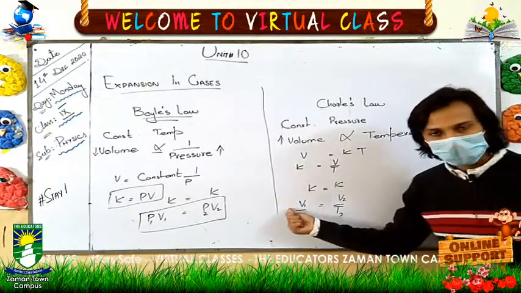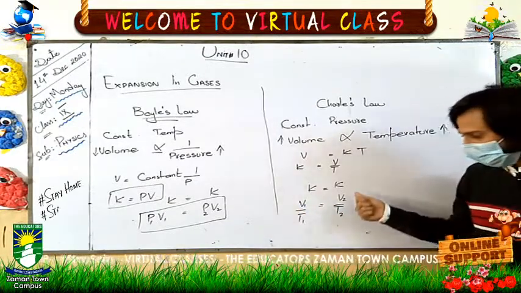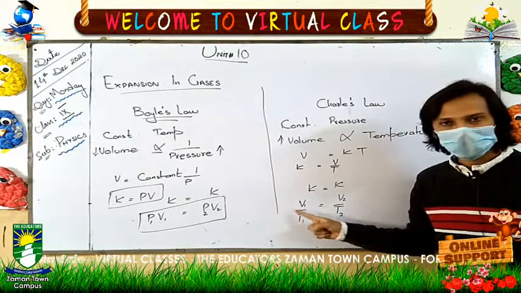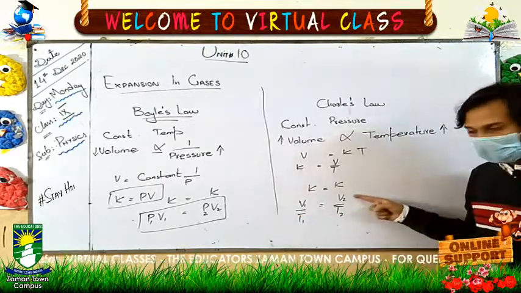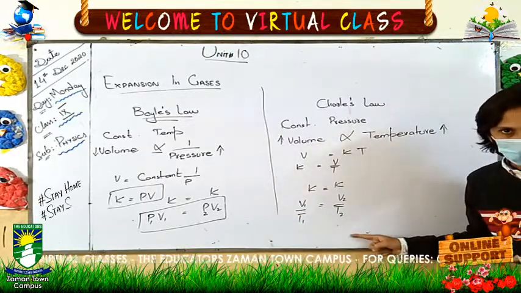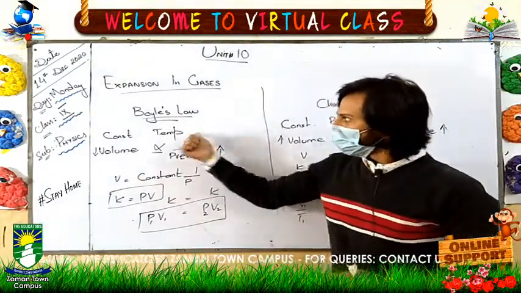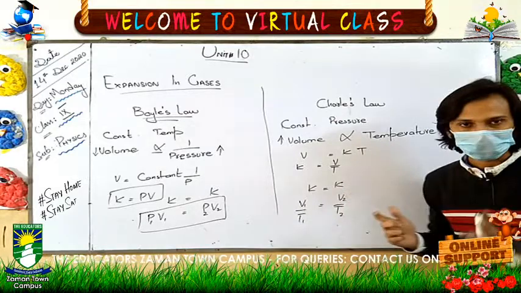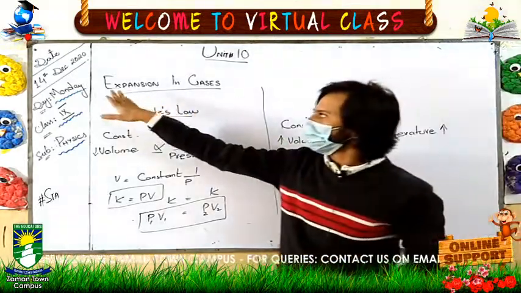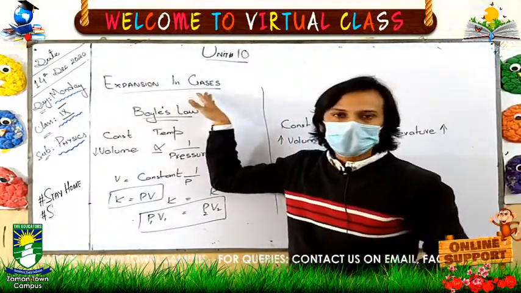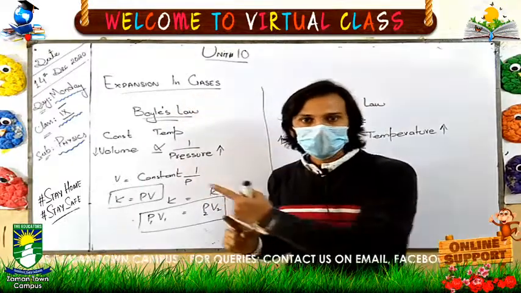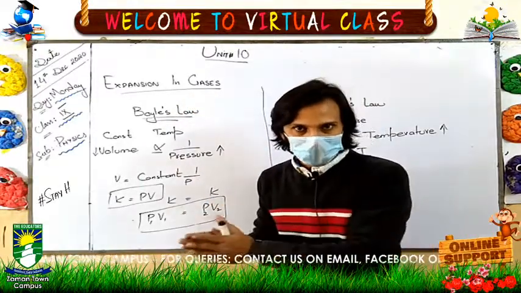Okay, so V1 upon T1 and V2 upon T2 mean initial volume, initial temperature, final volume, final temperature. So these are the two laws. These two laws are giving us the concepts of expansion in gases. Okay, over there we discussed anomalous expansion of water.